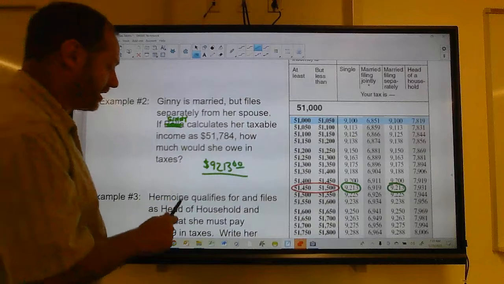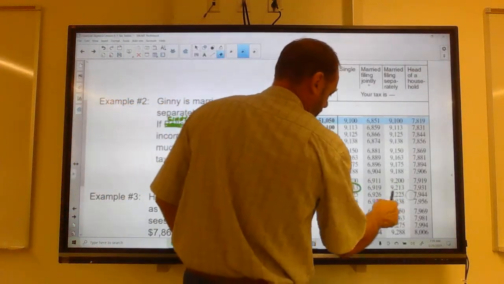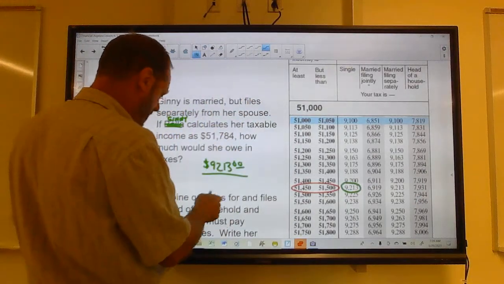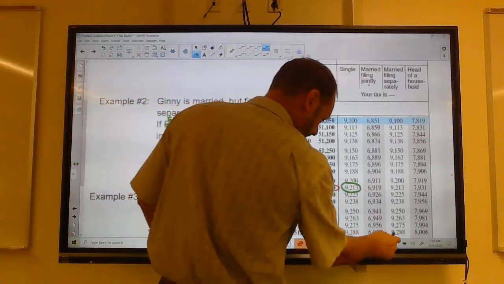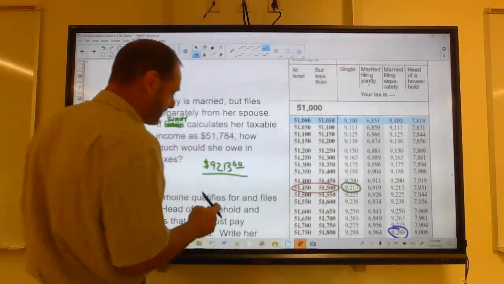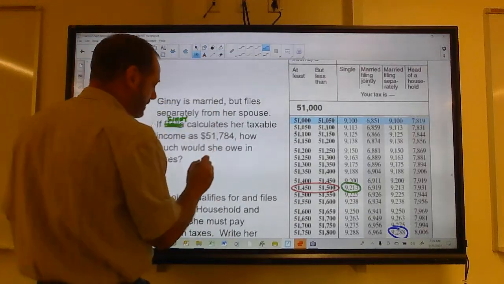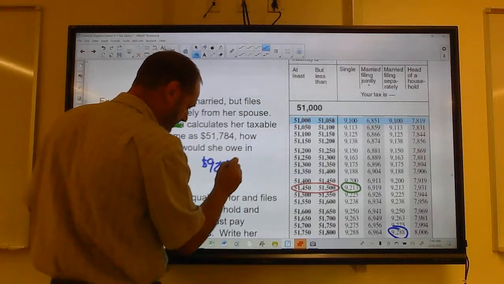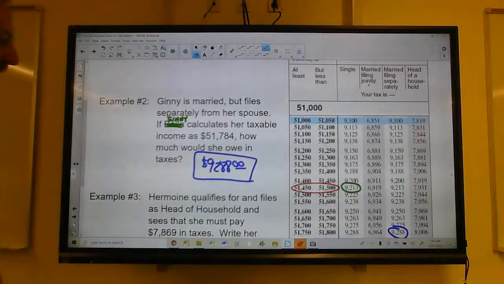Wait, wrong column. Oh, sorry. That would be, let's do this in blue. 7,174. That would be this column right here. $9,288. Okay.